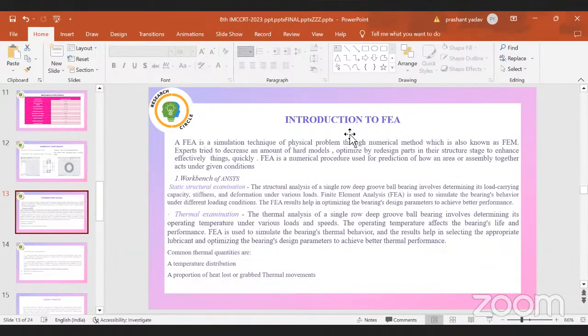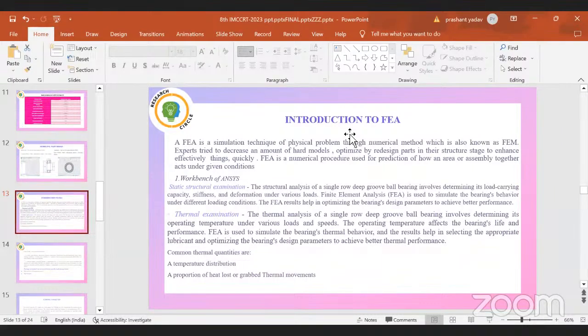And so, thermal examination of a single row deep groove ball bearing involves determining the operating temperature under various loads and speeds. The operating temperature affects the bearing life and performance. Finite element analysis is used to simulate the bearing thermal behavior, and the results help in selecting the appropriate lubricant and optimizing the bearing design parameters.